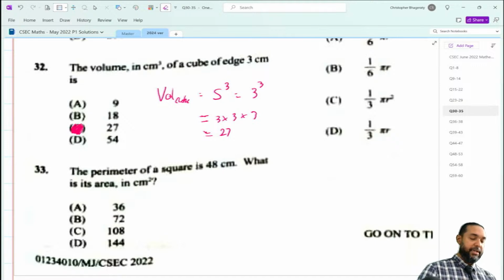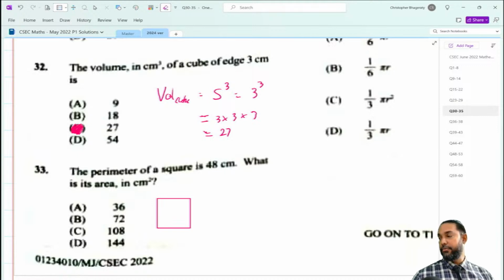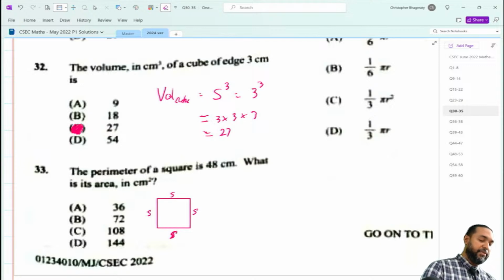Perimeter of a square is 48 centimeters. What is its area? A square, what do we know about the side lengths of a square? They're all equal. So we have the same side length all the way around, yeah? So the perimeter, what is the concept of perimeter? The total distance around the edge of a plane figure, right?